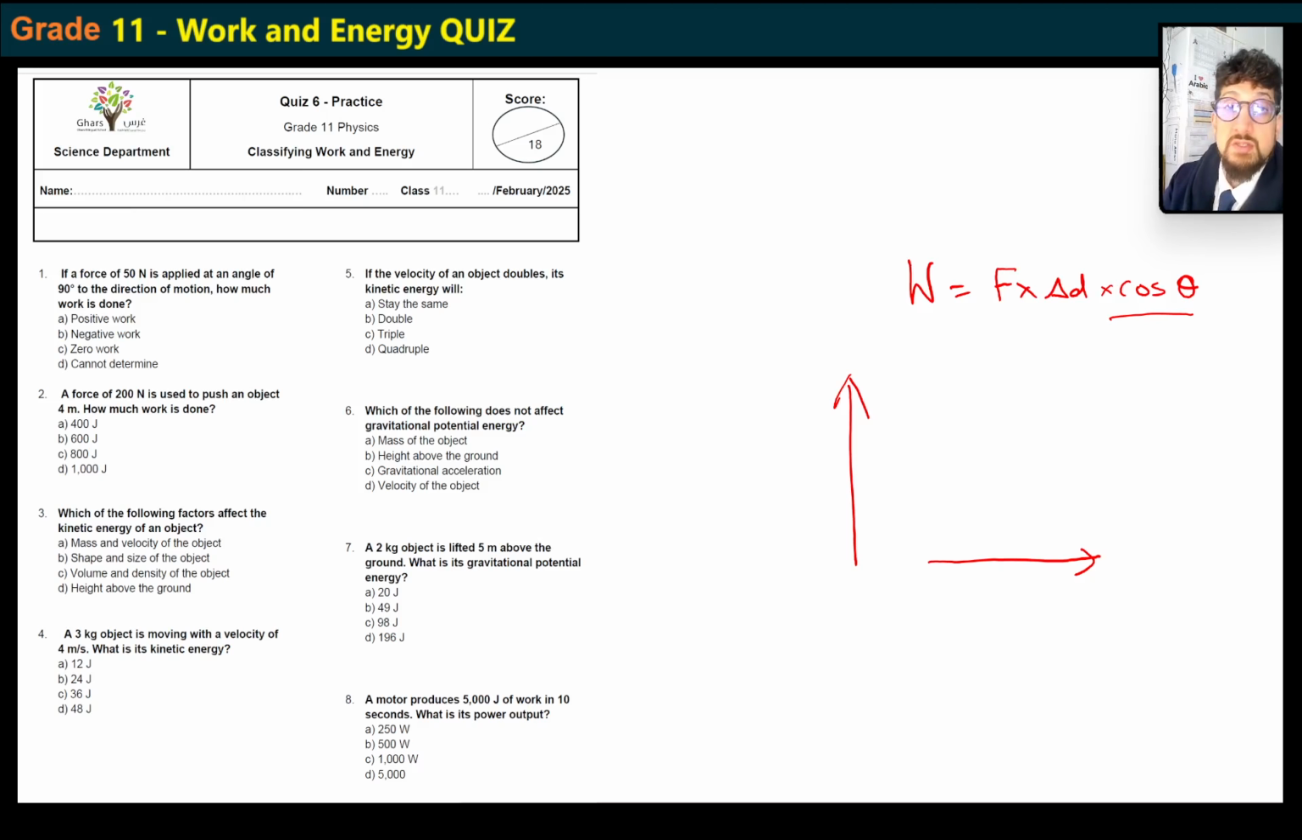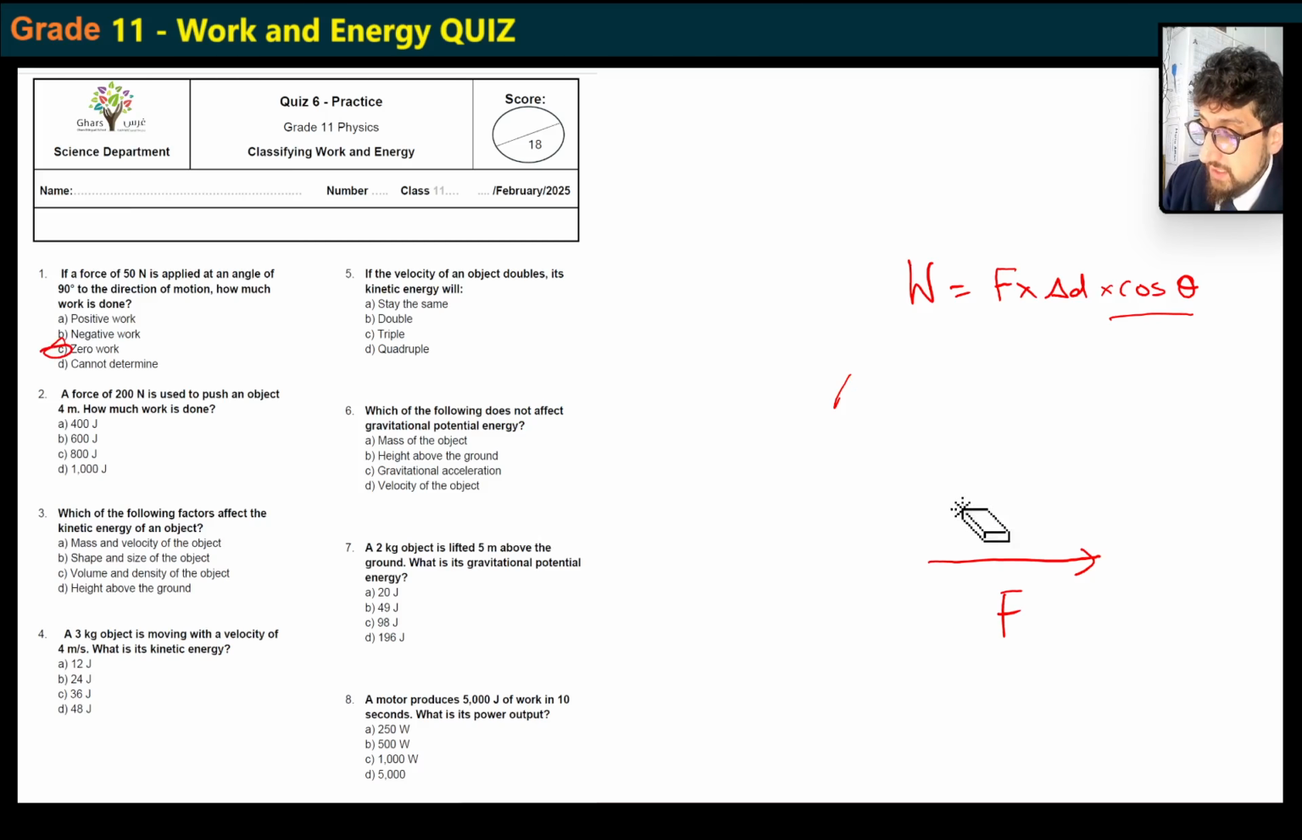So what you need to remember here is if force and displacement are perpendicular to each other, then the work is 0. And it doesn't matter which is where. This could be displacement and this could be force. The work is going to be 0 either way.